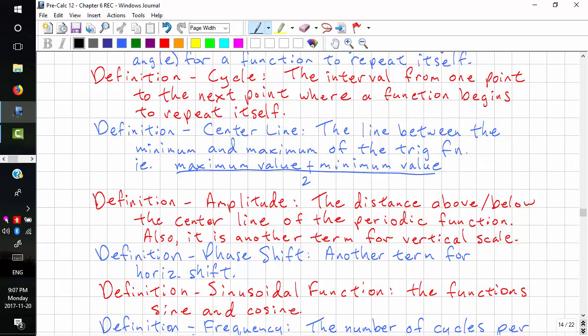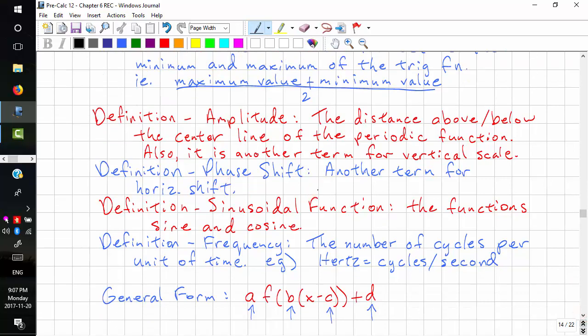The amplitude. This is the distance above or below the center line of the periodic function. Also, it's another term for a vertical scale. Then we have phase shift. This is another term for horizontal shift. And sinusoidal function. This can be sine or cosine, but not tangent. And frequency. Although we won't be using it in this course, you should know the definition. This is the number of cycles per unit of time. So for example, hertz is the number of cycles per second, and this is how we measure the frequency of sound.